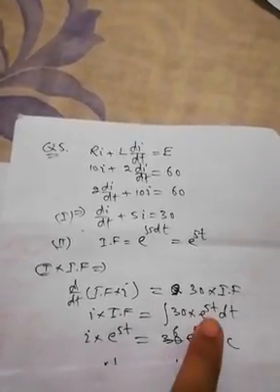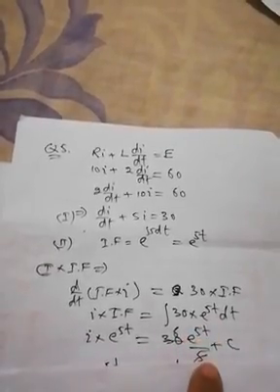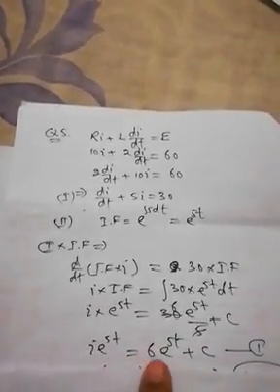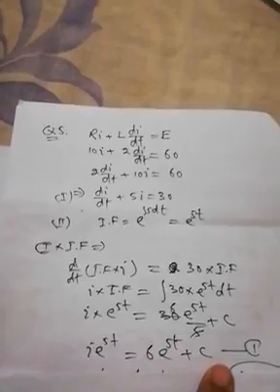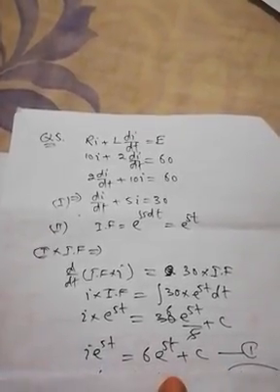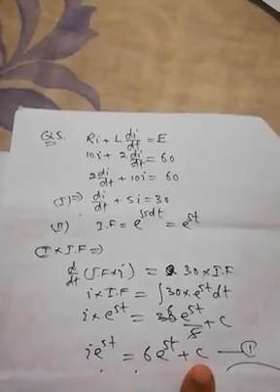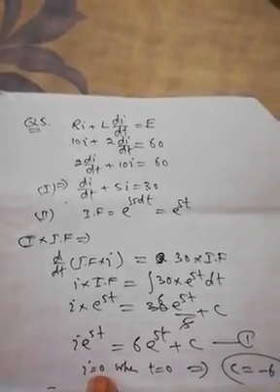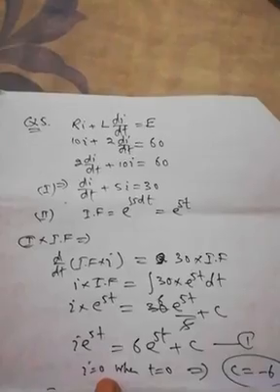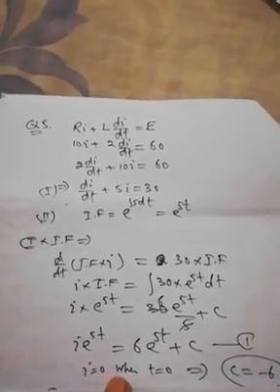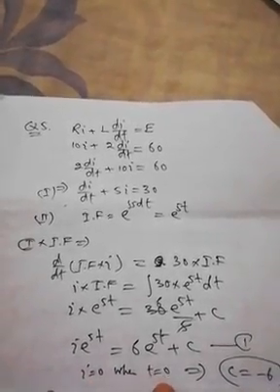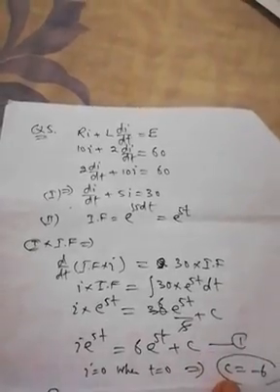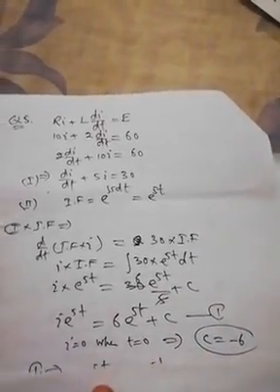Finding the integration of exponential 5t, you can write e raised to the power 5t divided by 5, and simplifying to get I e raised to the power 5t equal to 6 e raised to the power 5t plus c. Now we need to find the value of the arbitrary constant c. Here we substitute the initial condition. Initially the current I is 0 because the switch is closed, so I is 0 when t is 0. From this, we get c equal to minus 6. This is the value of the arbitrary constant.